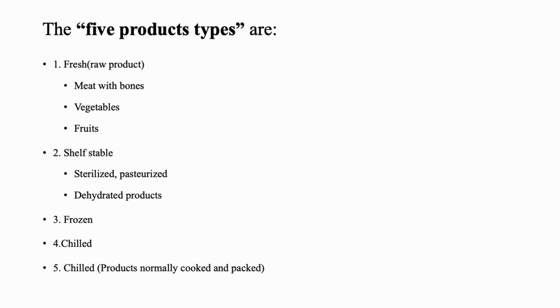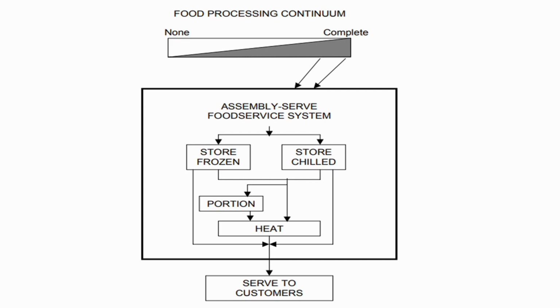The 5 different products are classified as fresh products like meats with bones, boneless, vegetables and fruit; shelf-stable products like sterilized or pasteurized products and dehydrated products; frozen products; chilled raw products; and chilled products which are normally cooked and vacuum packed. The food process continuum starts with non-end and complete end, where the processing is done within the kitchen, from cooking, storing frozen, storing chilled, and then reheating after portioning and served to the customers.